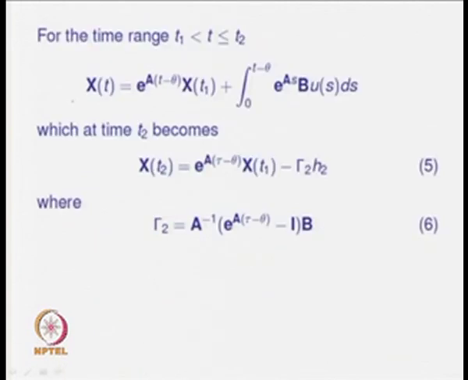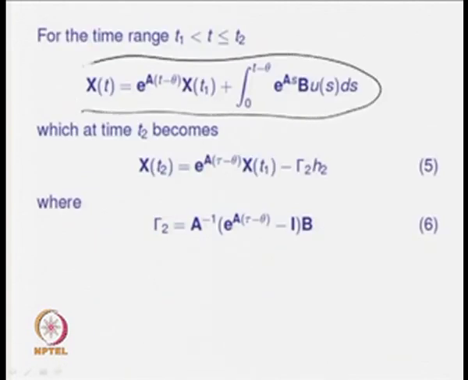That gives us the solution of the state equation for that time range in the form x(t) is equal to e to the power A (t minus theta) x(t1) plus the integral with limits 0 to t minus theta of e to the power A s B u(s) ds. So u(s) becomes minus h2. Now, why am I writing t1 here? This t1 is nothing but theta. Keep in mind that t1 is equal to theta. Upon solving, this again gives us x(t2) is equal to e to the power A (tau minus theta) x(t1) minus gamma 2 h2.